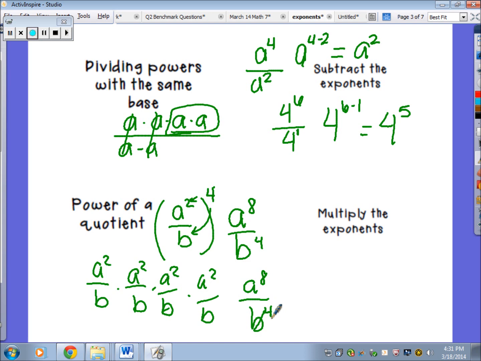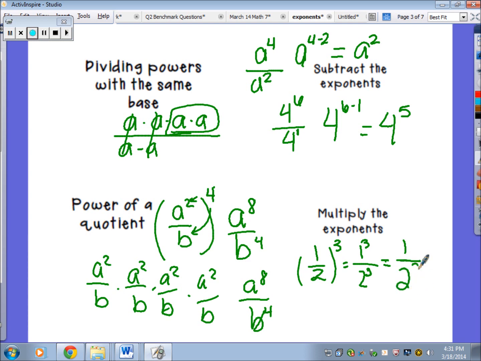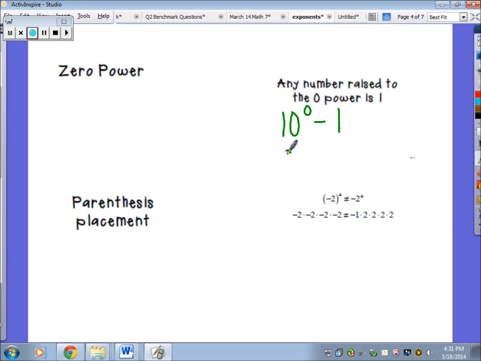And if you want to do it with numbers, 1/2 to the 3rd power, 1 to the 3rd over 2 to the 3rd, or 1 over 2 to the 3rd. You don't have to write 1 over 8 unless it says without exponents. You can just leave it like that. Zero power. Anything to a 0 power is 1. 10 to the 0 power is 1. A to the 0 power is 1.